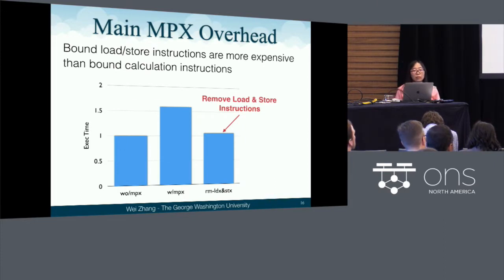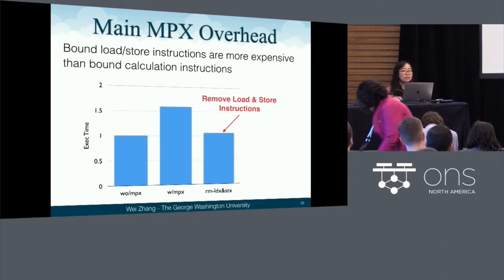To narrow down where the main bottleneck is, we test the overhead of each set of instructions. There are only two parts of instructions. One part is the load and store.